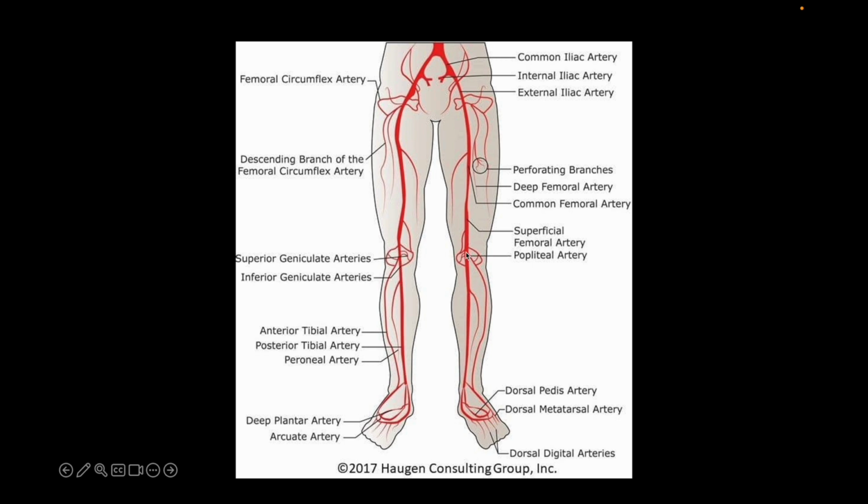And then this is where it becomes a little bit trickier. We'll go through some cases, but there is a common peroneal trunk. The common peroneal trunk gives off the posterior tibial and the peroneal artery, which you can see here. So the posterior tibial artery and the peroneal artery.